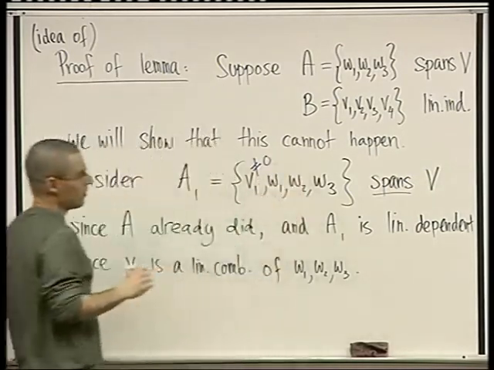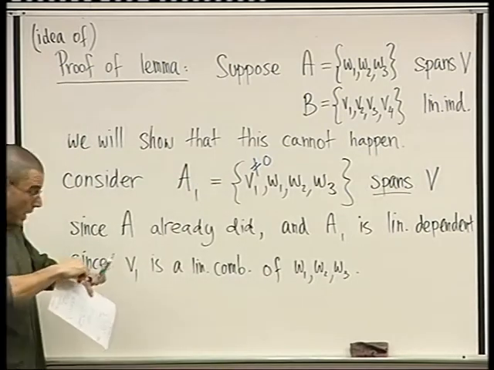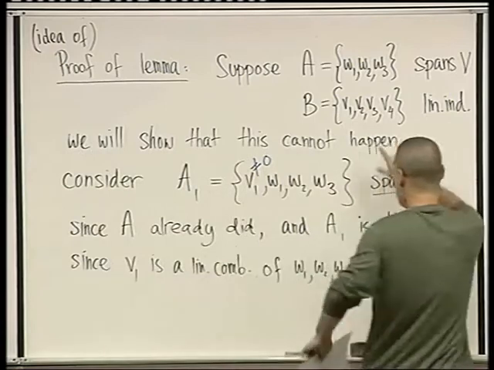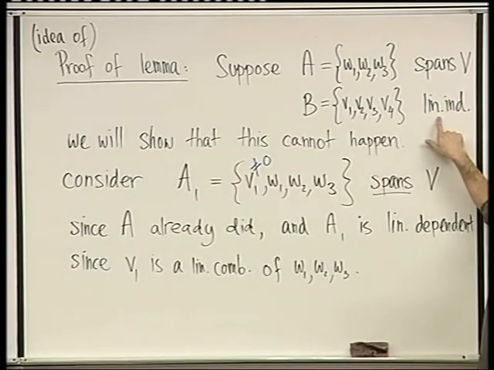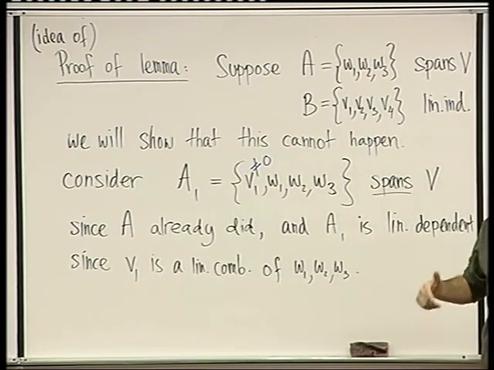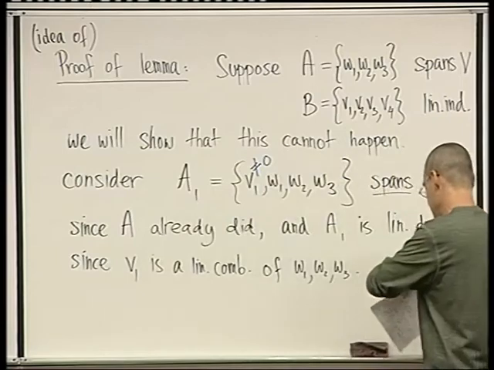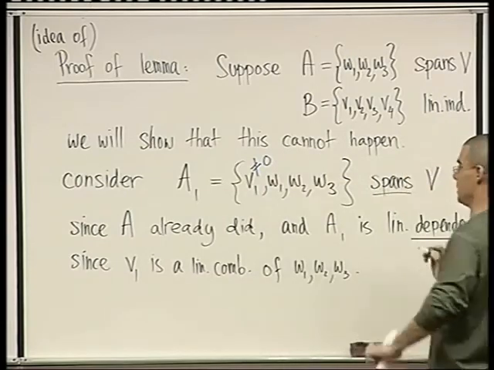It's not the zero vector. How do I know that V1 is not the zero vector? Well, V1 originated as an element of a linearly independent set. And in a linearly independent set, there can't be a zero vector, right? Any set that contains zero is dependent. We had that as a theorem. Good? Okay. So we know about A1 that it's a spanning set and it's linearly dependent.